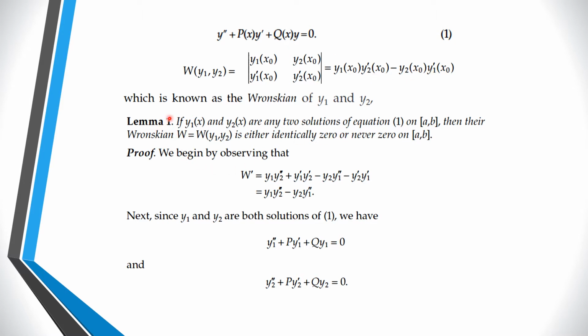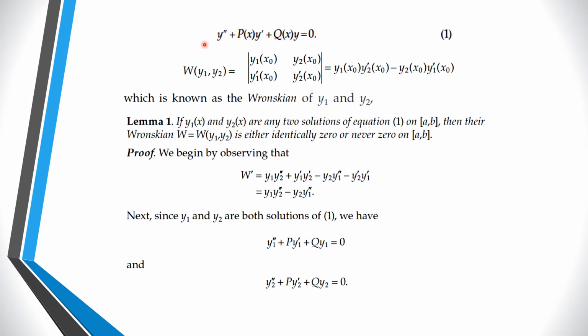Now based on this we have this theorem with this lemma. This lemma says that if y1 and y2 are any two solutions of equation 1 on the closed interval AB, then their Wronskian is either identically 0 or never 0 on the closed interval AB. Now just see what is given to us: y1 and y2 are solutions of equation 1, so clearly they should satisfy equation 1.